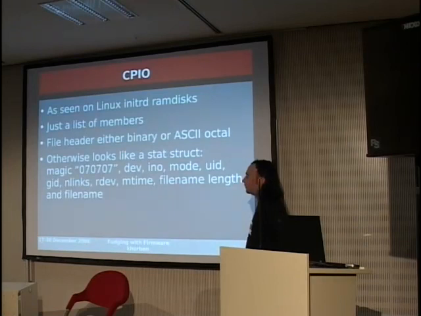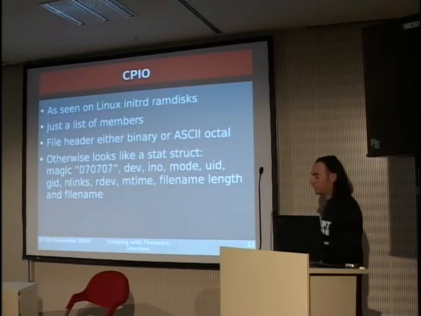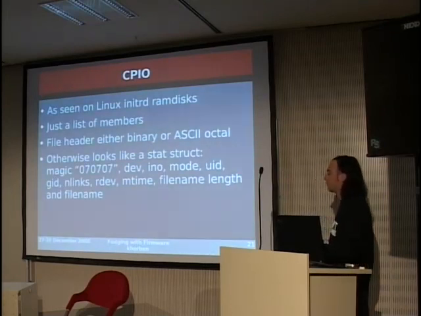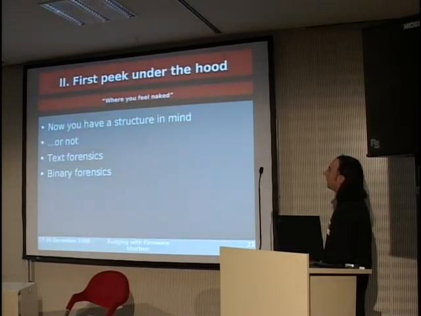But for the rest, it looks just like a stat structure. So you're going to see an ID number, permissions, modification time, file name length. You can even get more information on what the vendor wants you to know from this. I mean, you can know when the developers are actually having their shifts from the modification time, for instance. So now I hope you have a structure in mind in how to analyze this data.